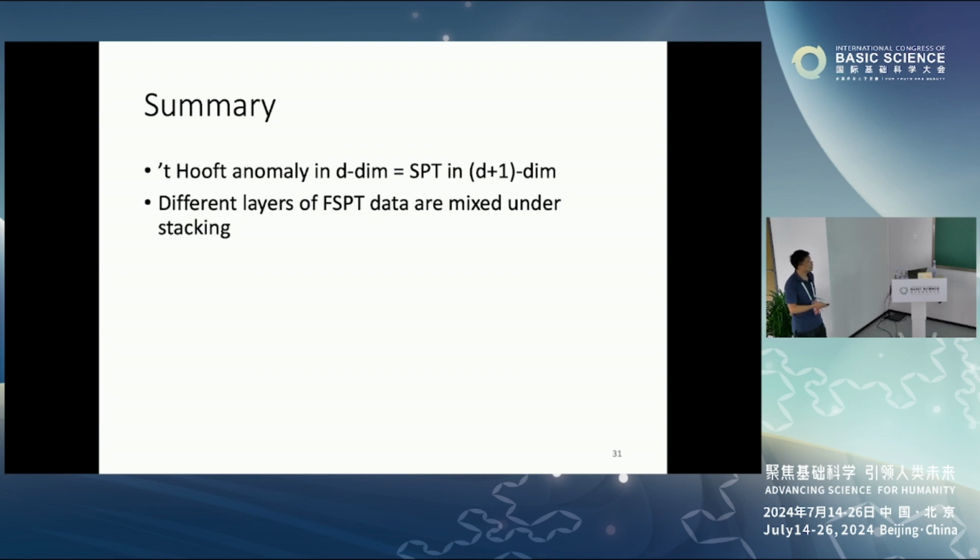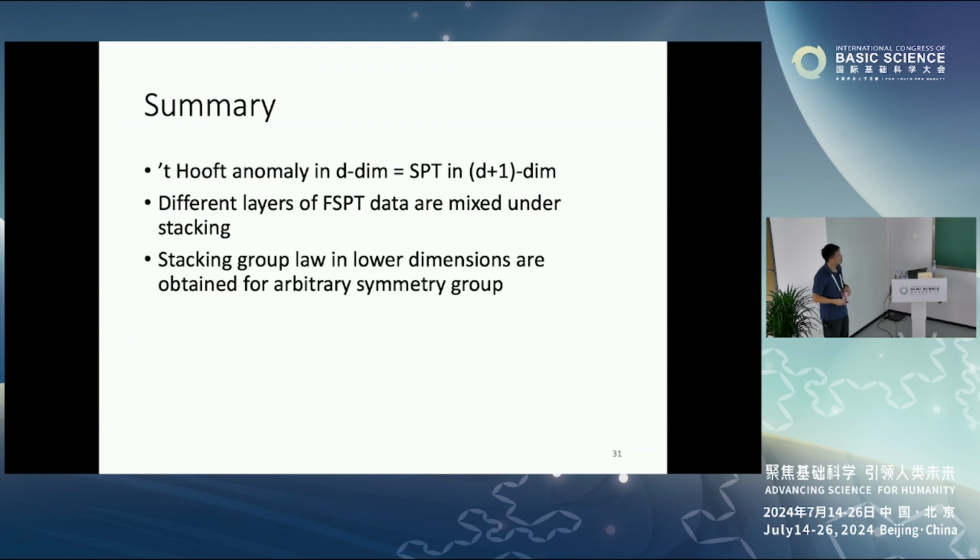And also, we have different layers of fermionic SPT, and different layers of SPT are mixed together when we ask the question of stacking them. The stacking group law of this fermionic SPT is obtained in 0+1D, 1+1D, and 2+1D. For 3+1D, we have the result for the direct product state, but we do not include omega 2 and S1 in the unitary group extension.